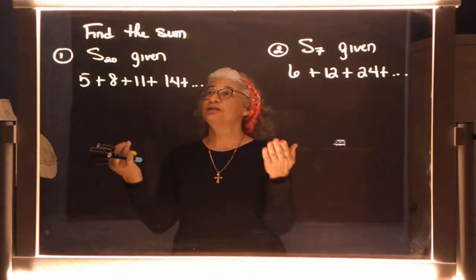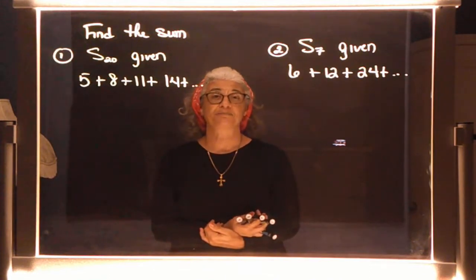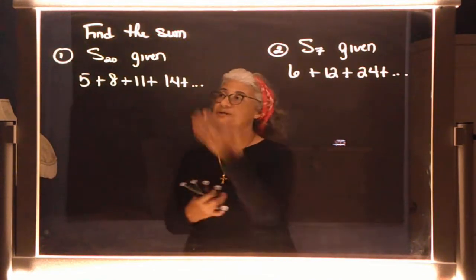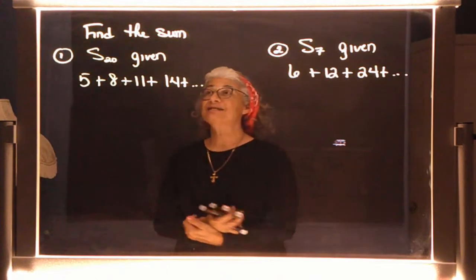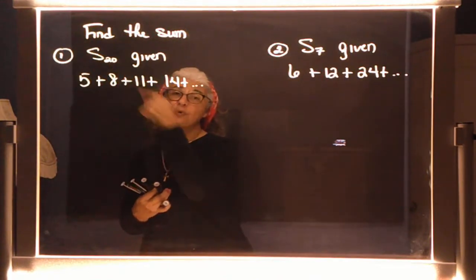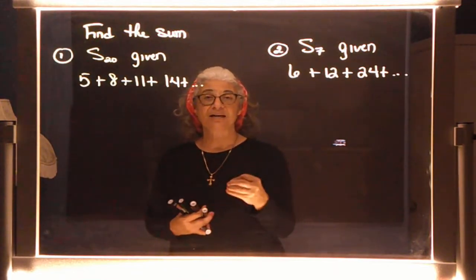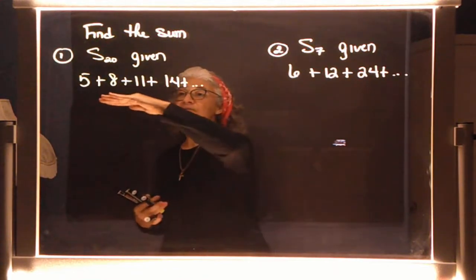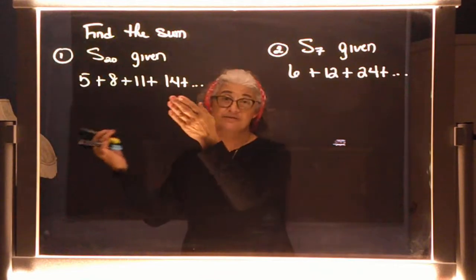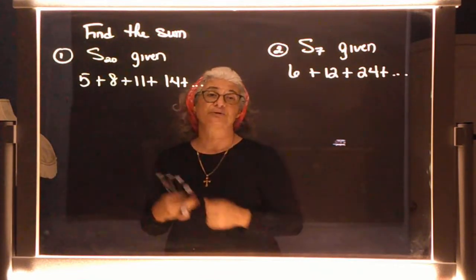Okay, so let's take a look at these directions. They want us to find the sum. And they've given us two problems to work with. Let's look at the first one. It asks us to find the sum, S sub 20. What does S sub 20 mean? Yeah, find the sum of the first 20 terms of this particular series. Remember, a series is the sum of a sequence.